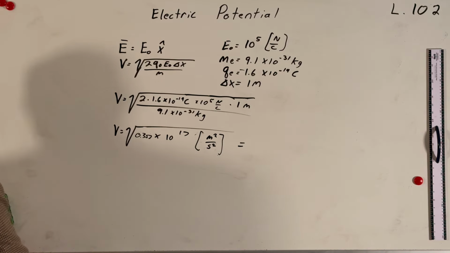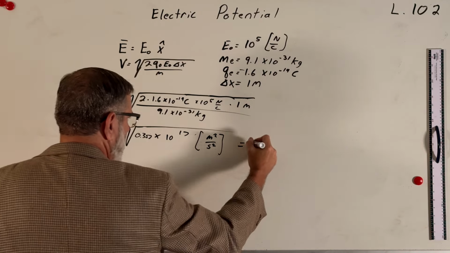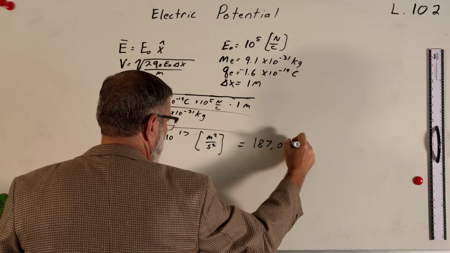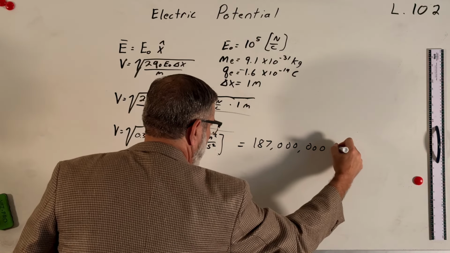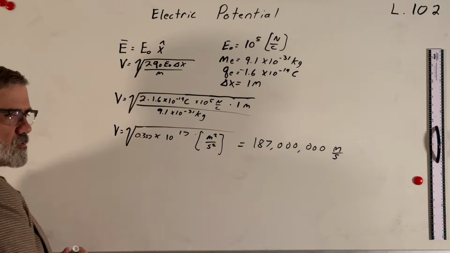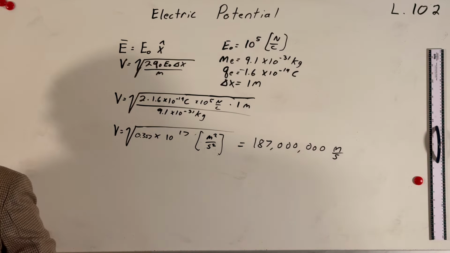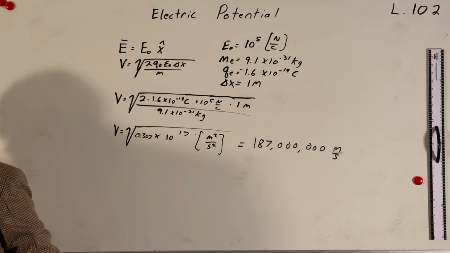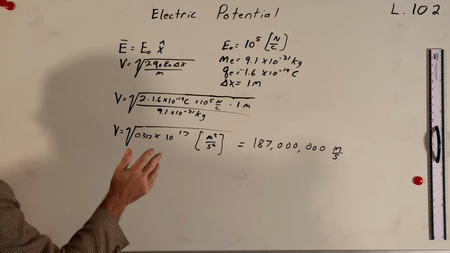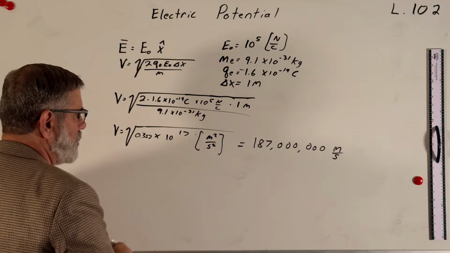All right, so the 3.2 divided by 9.1 part gives me 0.352, we'll call it. So 0.352 times 10 to the 17. When I take the square root of all of this, I get 187, and I'm just going to round it off here, and that'll be meters per second because this was meters squared per second squared. 187, all right, 1875, so we could call it 188, I suppose, also.